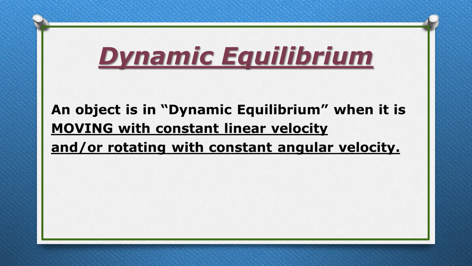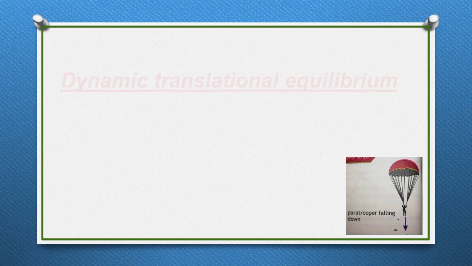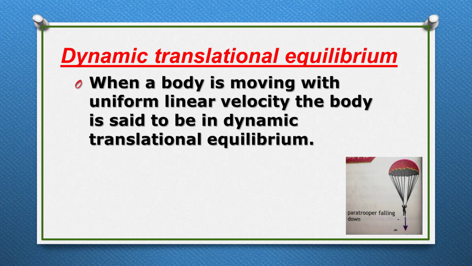An object is in dynamic equilibrium when it is moving with constant linear velocity and/or rotating with constant angular velocity. Okay, so it may have translational motion, or it may have rotational motion. Both cases are dynamic equilibrium. For example, when a body is moving with uniform linear velocity, the body is said to be in dynamic translational equilibrium. This is the first subtype of dynamic equilibrium.